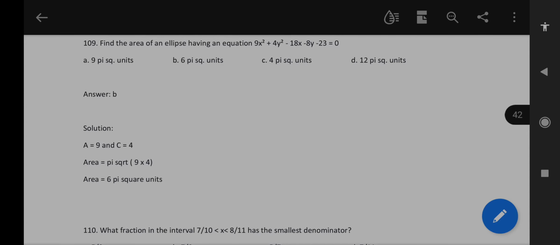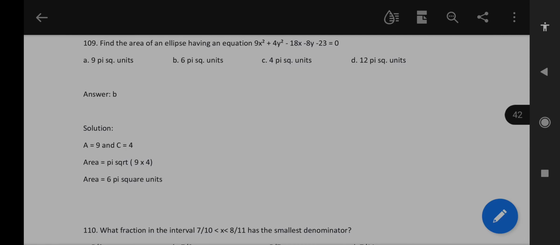Problem 109. Find the area of an ellipse having an equation 9x squared plus 4y squared minus 18x minus 8y minus 23 is equals to 0. Sagot daw dyan ay letter B. So, ito ay subject ng pre-cal. Okay? Kasi, ano na to? Conic sections na to eh.